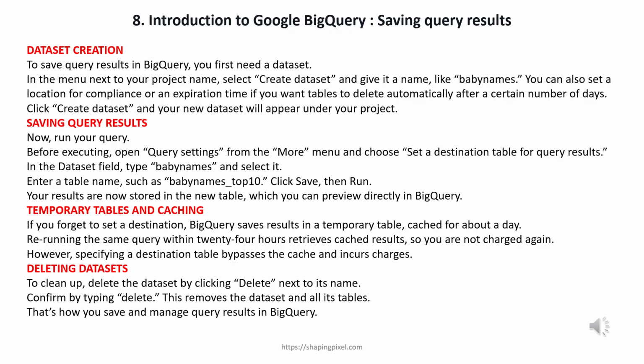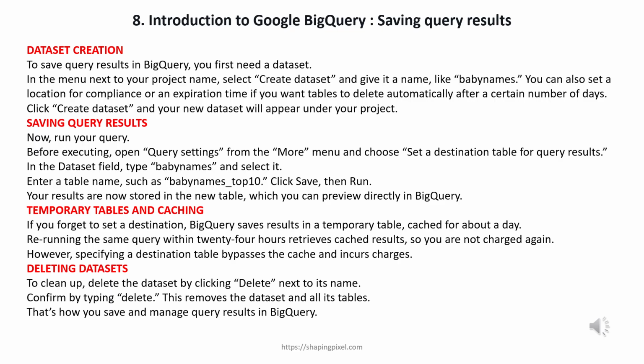If you forget to set a destination, BigQuery saves results in a temporary table, cached for about a day. Rerunning the same query within 24 hours retrieves cached results, so you are not charged again. However, specifying a destination table bypasses the cache and incurs charges.